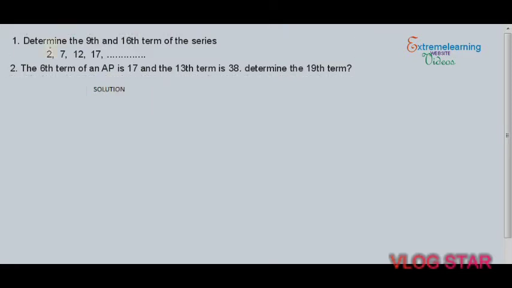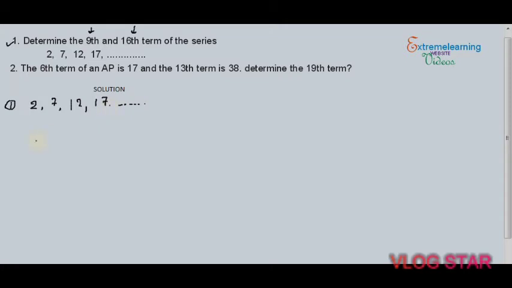Now solution. Let's start with the first one. Let's solve the first one. Follow up very well so that you get to know how we solve these things. The question here, number one, said determine the 9th and 16th term of the series. We have a series here: 2, 7, 12, 17, and so on.